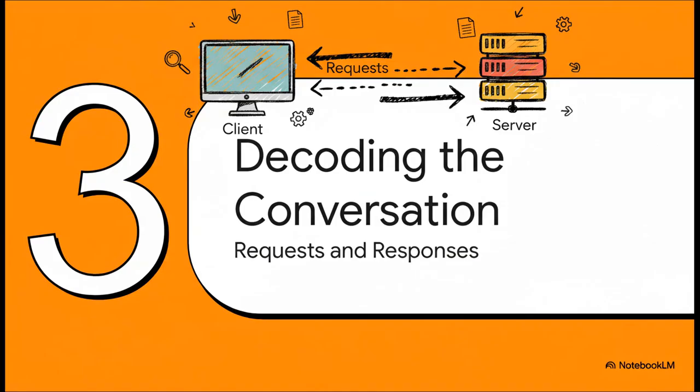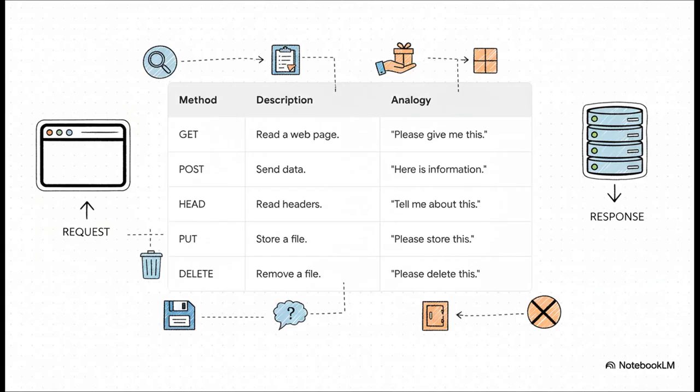All right, so we know who's talking, and we know the address they're using. So let's get to the good part and decode the actual messages. What does your browser say when it makes a request? Well, a browser doesn't just ask vaguely for a page. It uses these specific commands called methods. The most common one by far is GET, which pretty much just means get me this web page. But there are others, like POST, which your browser uses when you submit a form. That one says, here is some information for you. Each method tells the server exactly what the client wants to do.